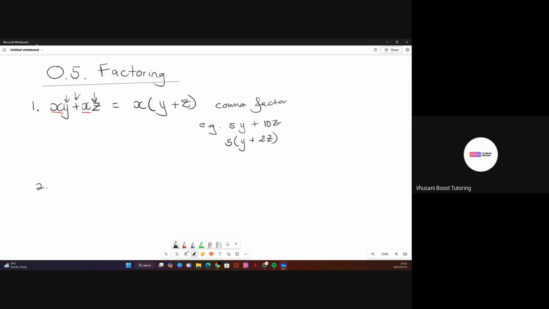So the second one, let's say we have x squared plus a plus b multiplied by x, plus ab. How do we take this back into brackets form? How do we factor it?